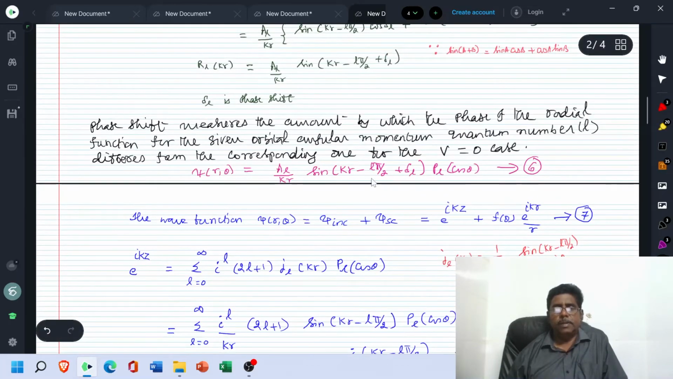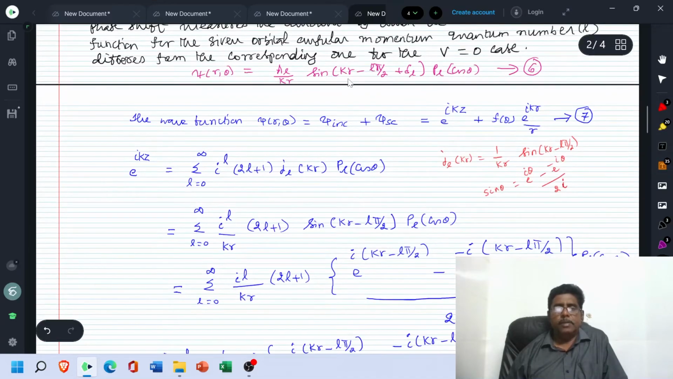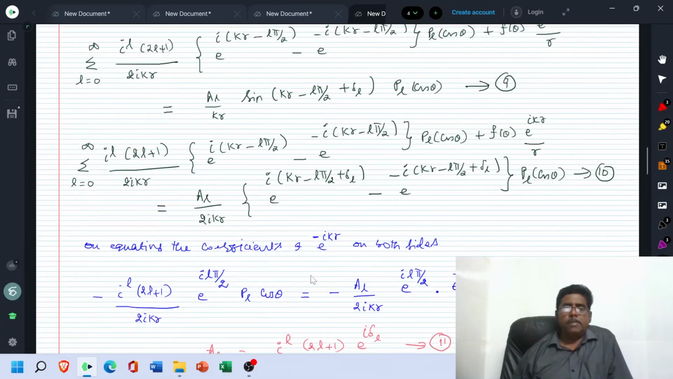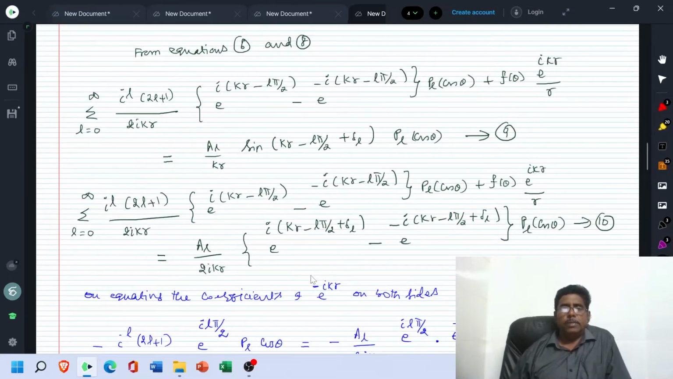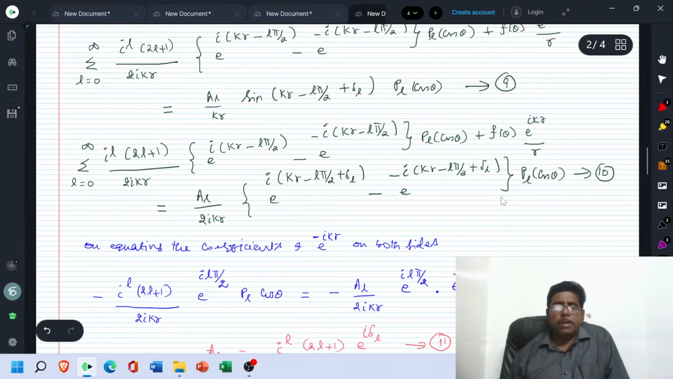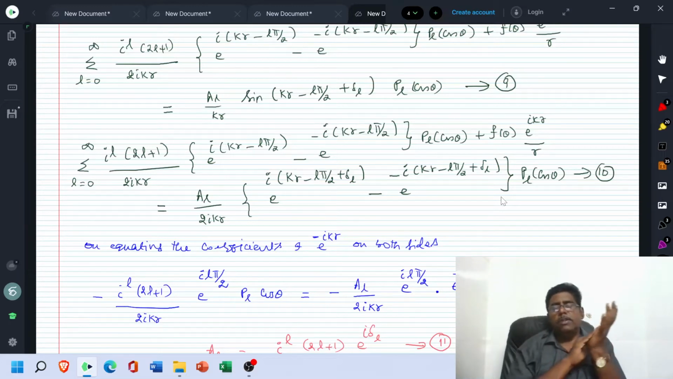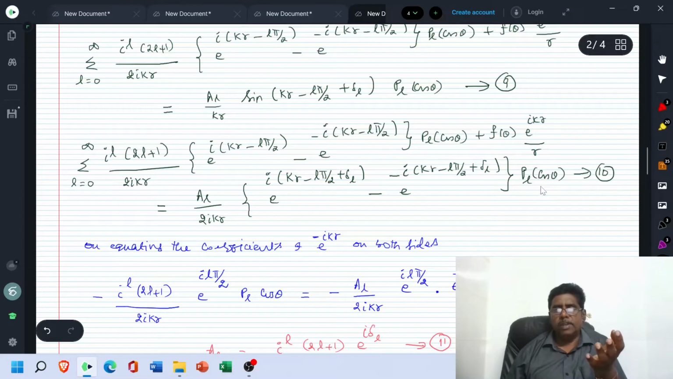See the equation. Left hand side is known to you. This is right hand side. This term is expressed in terms of e^(iθ) minus e^(−iθ) by 2i. So this should be modified in terms of e^(i(kr − Lπ/2 + δ_L)) minus e^(−i(kr − Lπ/2 + δ_L)). Entire is multiplied by P_L(cos θ). The equation 10 is very important. Now we have to equate the coefficients of e^(−ikr) and e^(+ikr). On equating the coefficients of e^(−ikr) on both sides of equation 10.